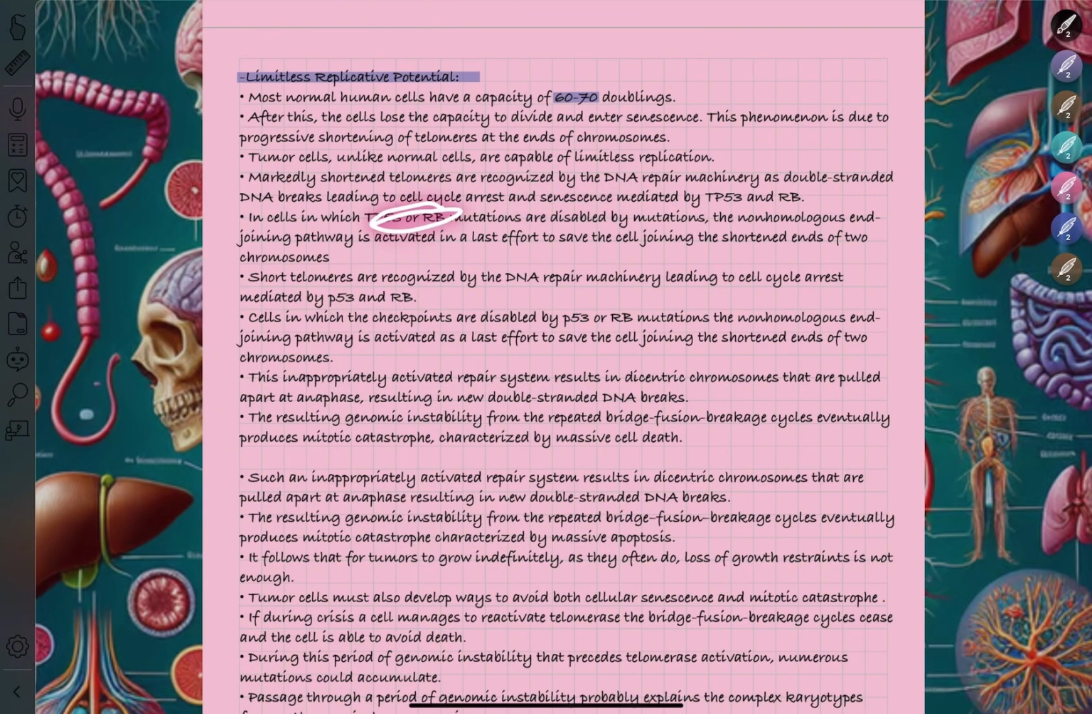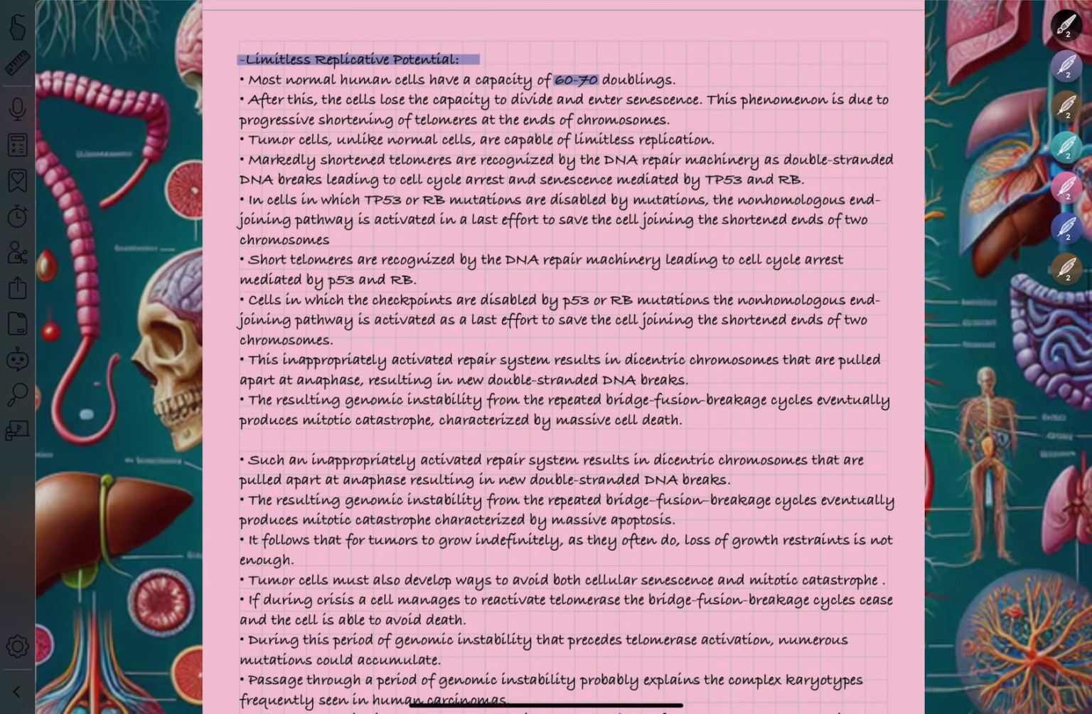But when mutations occur, non-homologous end joining pathways are activated in a last effort. Short telomeres are recognized in cells in which the checkpoint is lost. This inappropriately activated repair system results in dicentric chromosomes.